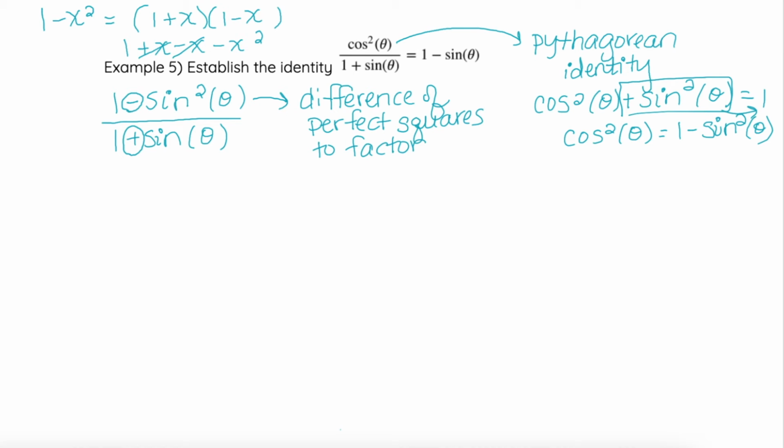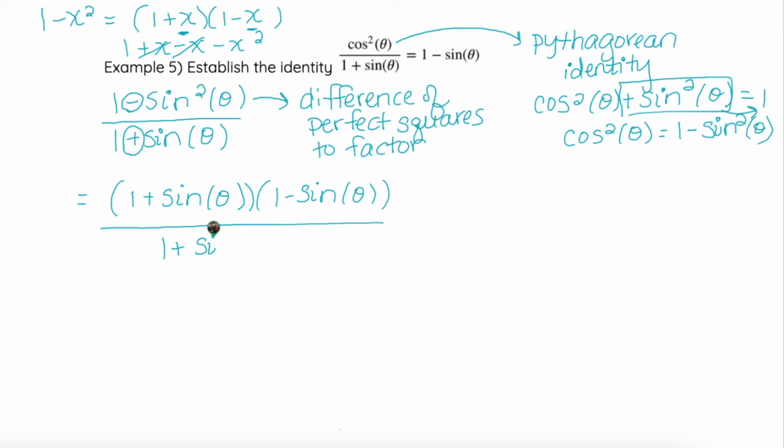So I can do the same thing. All I need to do is replace my x's here with our sine value. So we can still factor just as we would with regular x values. This is then the same as 1 plus sine of theta times 1 minus sine of theta, all over 1 plus sine of theta. Now we are able to eliminate because we have a binomial times a binomial.